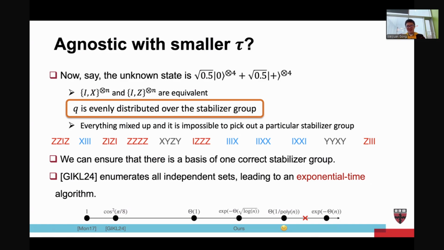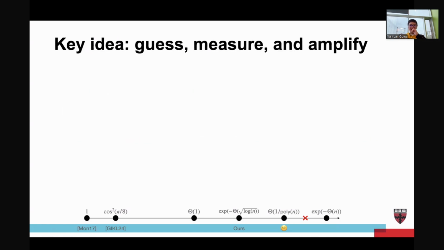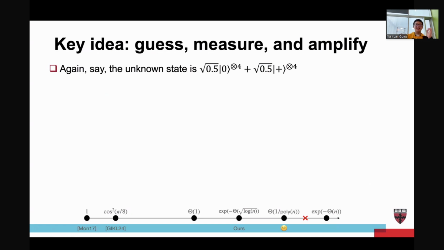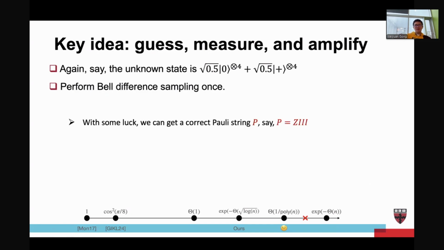So the question is, can we get rid of this exponential time algorithm? And here is the key idea for our work. It's guess, measure, and amplify. So we start again with this simple example, 0.5 times all zero and 0.5 times all plus. And you perform Bell difference sampling once. With some luck, you can get a correct Pauli string P. For example, not the correct stabilizer group, but just one correct Pauli string P equal to ZII. And with more luck, you can get a correct guess for the sign. Sign means how this P stabilizes this state. Here the correct sign is of course +1.